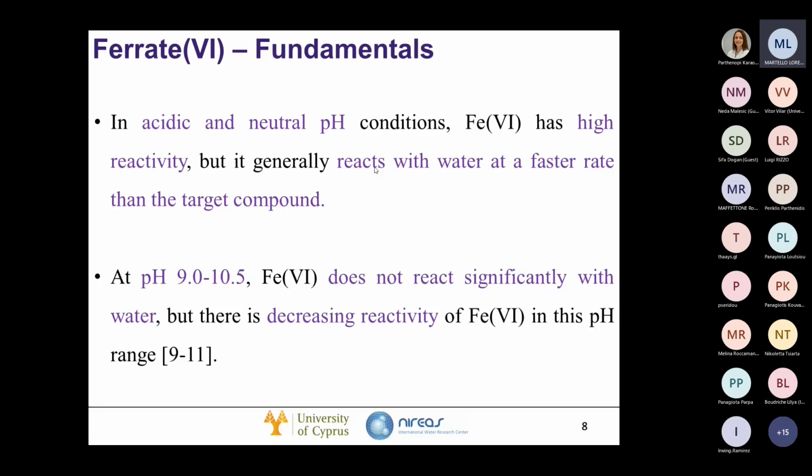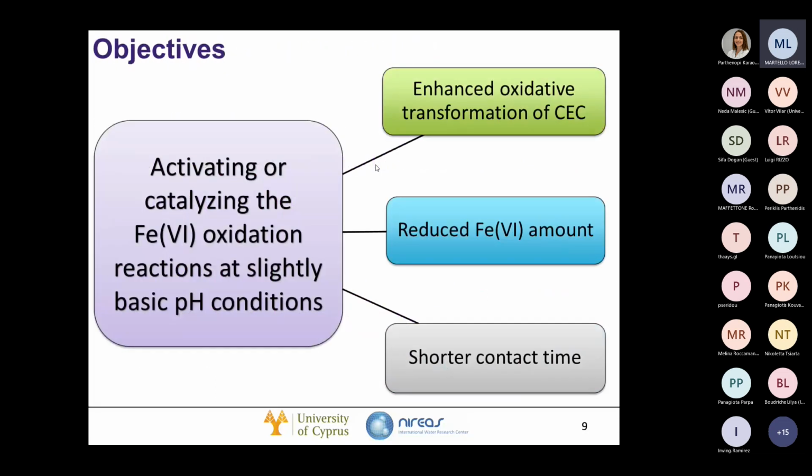And then at slightly basic pH conditions, around 9 to 10, where ferrate 6 is more stable, there is decreasing reactivity. The redox potential is lower. So having in mind these four sentences, there was a clear gap here, and ideally what one would do was to try to find a method to activate or catalyze iron 6 oxidation reactions at slightly basic pH conditions, where iron 6 is more stable but has lower redox potential.